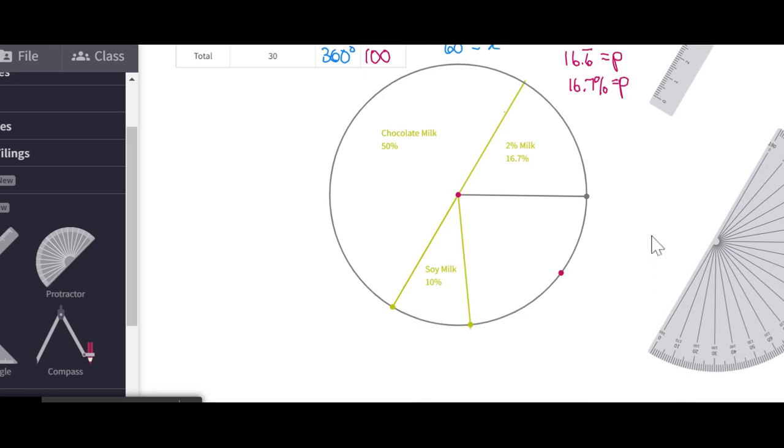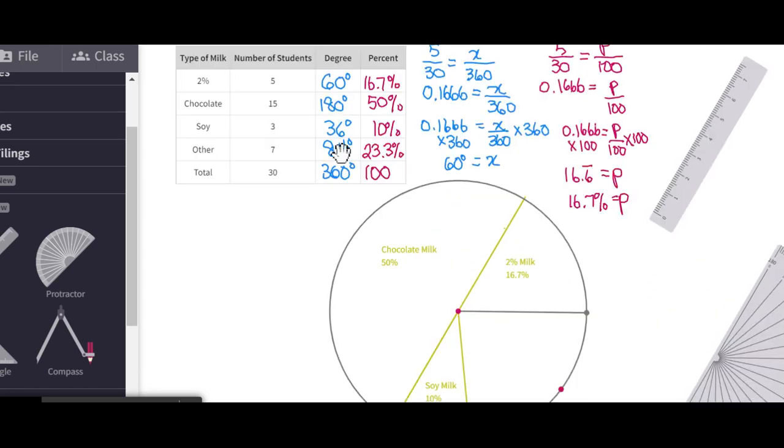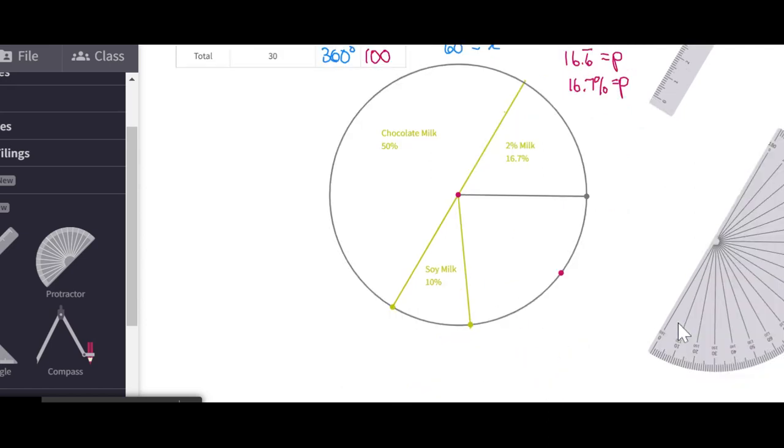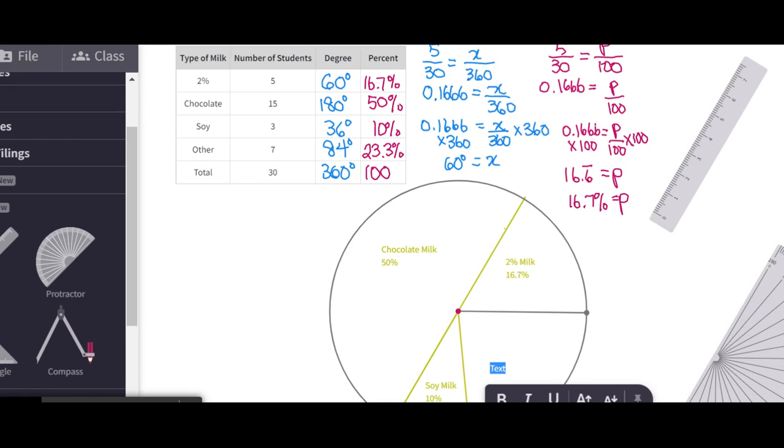Okay, and then of course the last section, which is really nice. We actually don't have to draw because that's the last one. And all we have to do is type in the type of milk. So that section should equal other, and other makes up 23.3%.